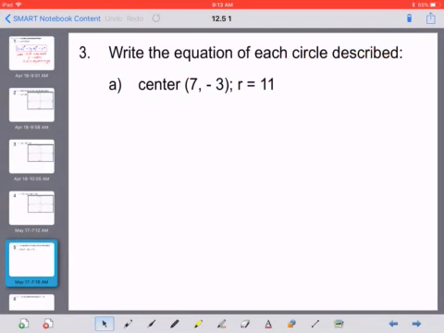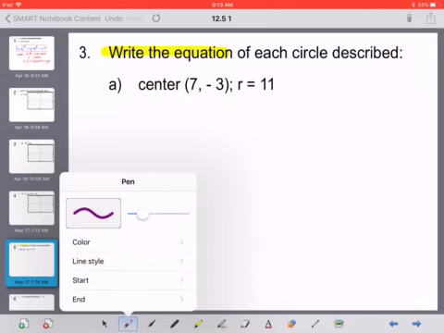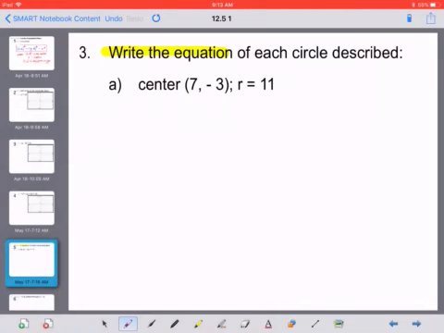Today what we're going to work on is kind of going in the opposite direction. We're going to work on writing the equation of a circle, which is something you did a little bit of with lines back in Algebra 1 last year, and it's something you're going to do a lot of next year in Algebra 2 as well, where they give you certain information and ask you to come up with an equation.